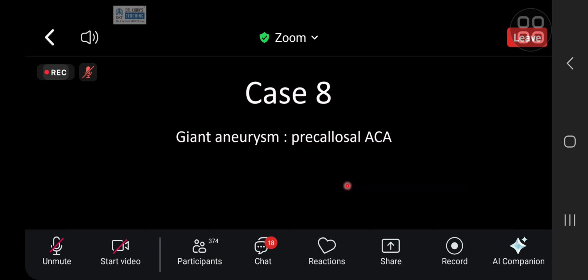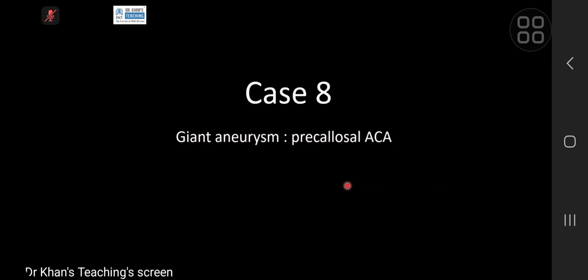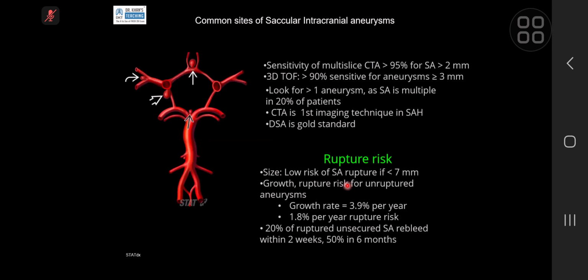So this was a giant aneurysm, and this was the pericallosal anterior cerebral artery. The most common sites of aneurysms are on this diagram. One is the anterior communicating, then the bifurcation of the MCA, then the origin of the PCOM at the ICA, and then the bifurcation of the basilar. So these are the top four sites.